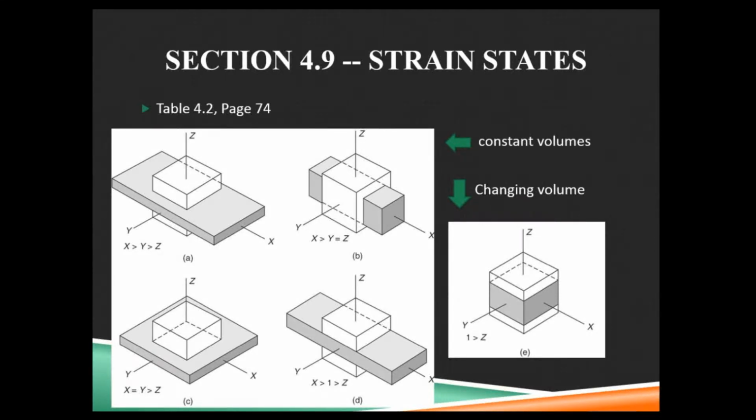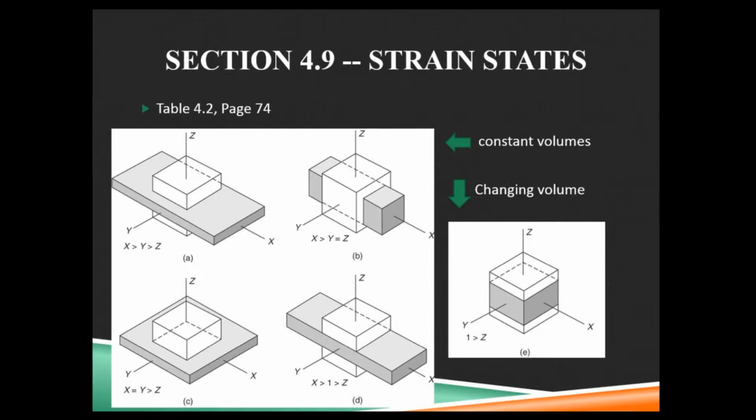So we're going to move on and look at strain states, since we're going to cover the Mohr circles in lab. Now, strain states are shown in table 4.2, page 74 of your book. This is in section 4.9.